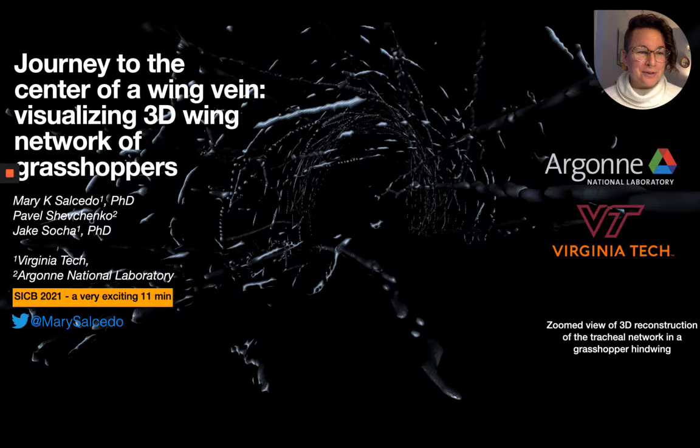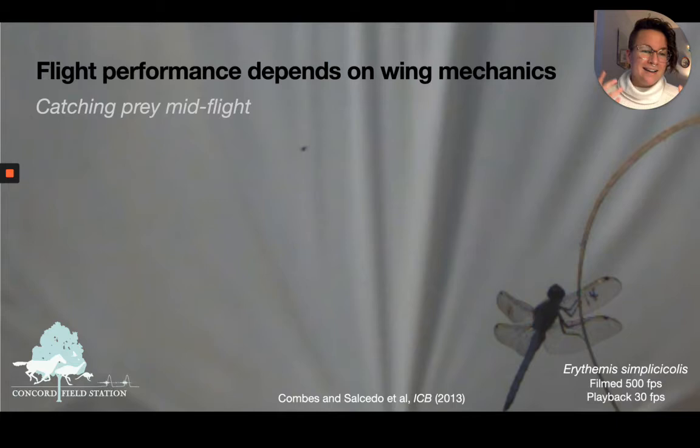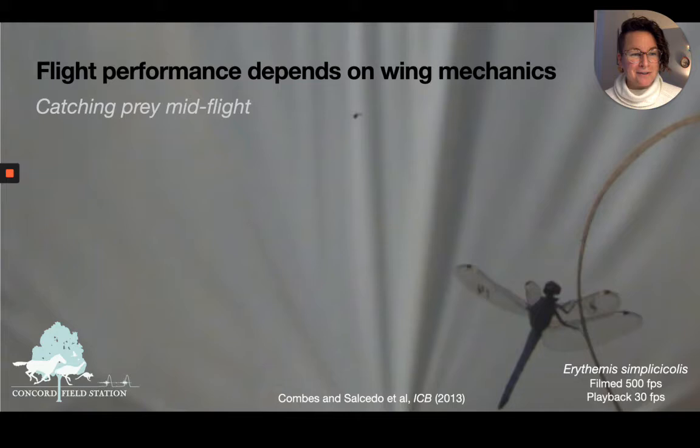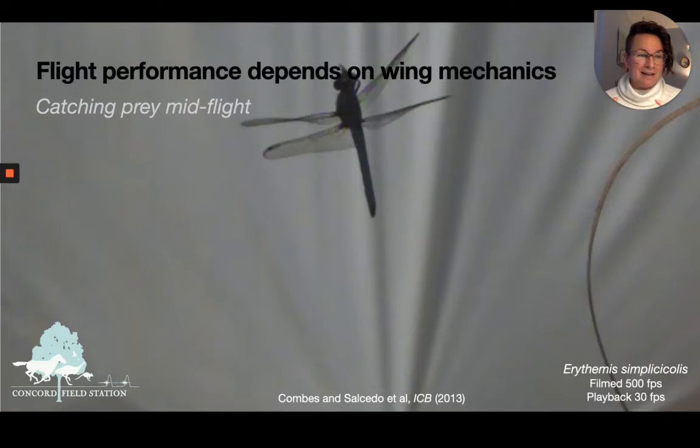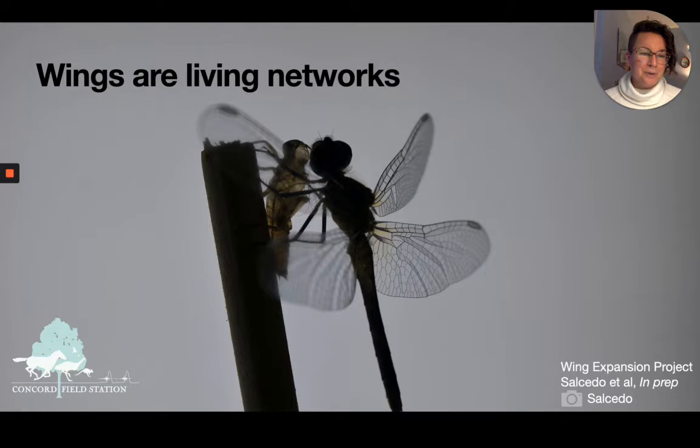So it's a little obvious, but we know that insects depend on their wings to perform behaviors. Specifically, they depend on functioning wing mechanics in order to bend and twist and grab that prey that, like the dragonfly just did. So wings are not just tubes and membrane, rather they're extensions of the living systems, the respiratory and circulatory systems of the insect into the wing.